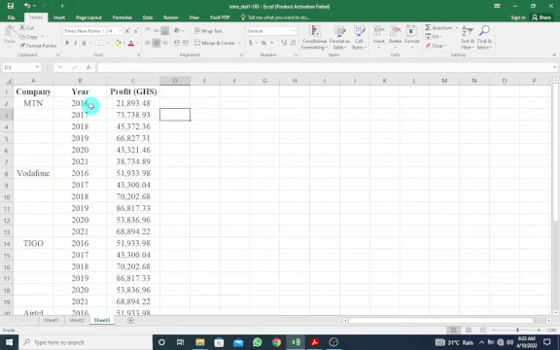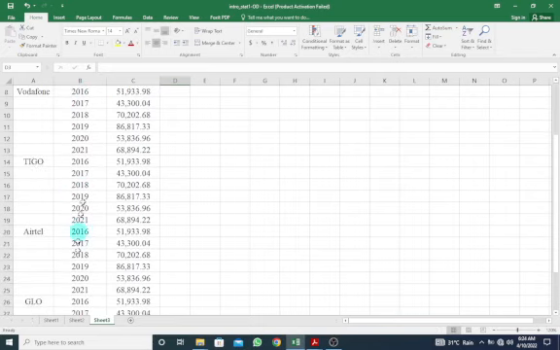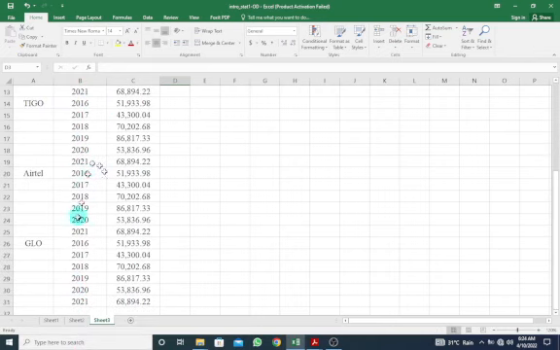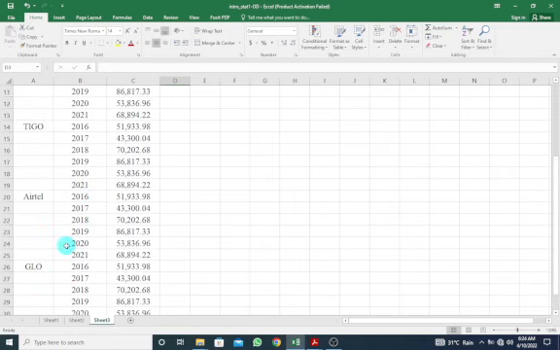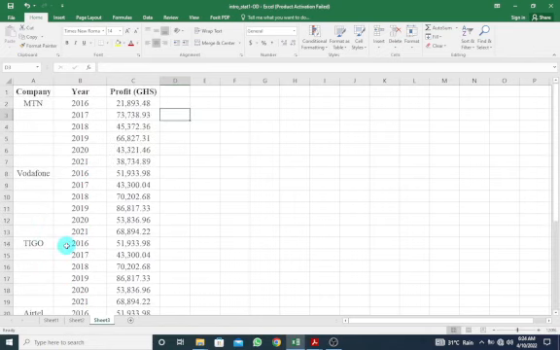So this one, we are looking at the profit earned by networking companies from 2016 to 2021. This one is for MTN, this one is for Vodafone, and the time domain for MTN is the same as the time domain for Vodafone, which is the same as the time domain for Tigo. The time domain is the same for each of the networking companies. So this is going to be a typical example of panel, longitudinal, or pooled data.